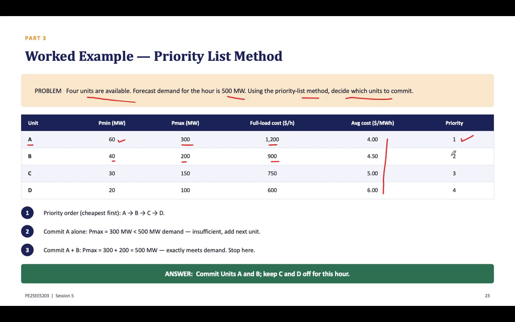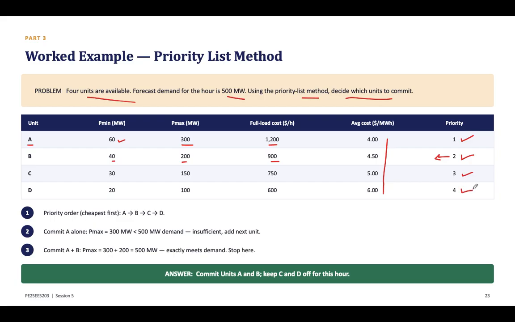Second priority is B. Fine. In any case, B is shut down. Next priority comes to 3. 3 alone cannot, because 300 plus 150 will give you 450. Then comes the fourth. Okay.